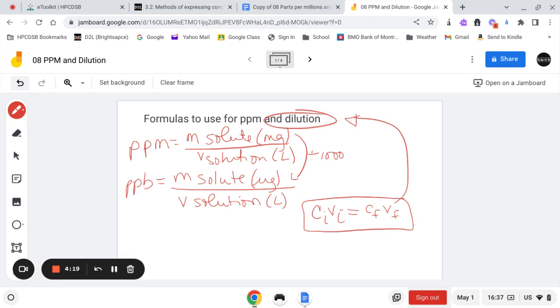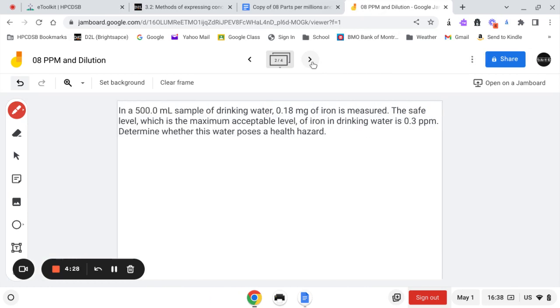So we'll go through an example of parts per million, and then we will go through an example of dilution. Again, you are reading through the main resource note to get the nuts and bolts of what we're covering. I am just simply doing the examples for you here. So here's our first example for parts per million. It says in a 500 ml sample of drinking water, 0.18 milligrams of iron is measured. The safe level, which is the maximum acceptable level of iron in drinking water, is 0.3 parts per million.